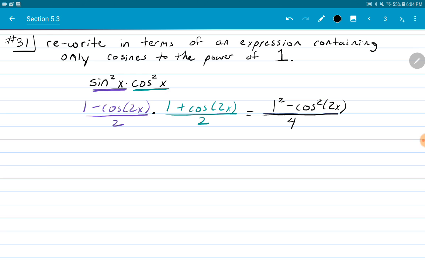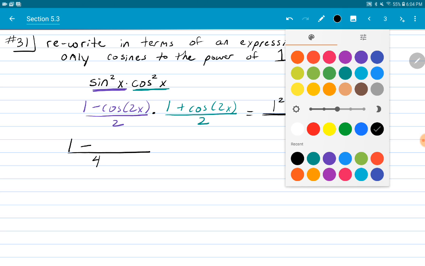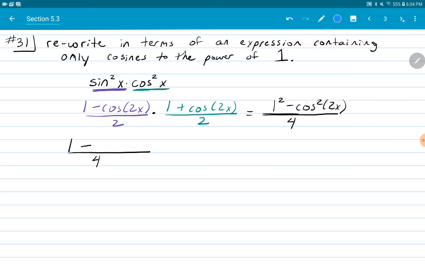The problem is now I have another square in there, so I need to reduce that because I don't want any cosine squares. I want everything in power of 1. So I'm going to take that another step. 1 squared is just 1, and I'll keep that minus sign. The fourth, I'll just write right there. And the thing I'm going to replace is this guy.